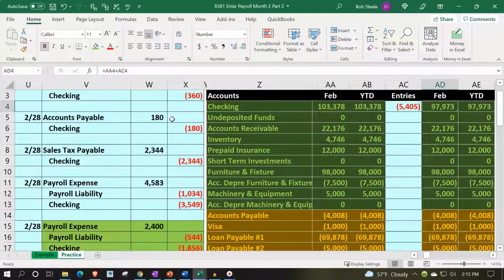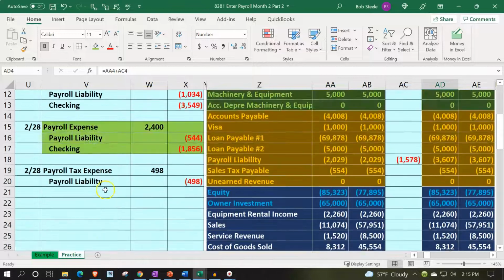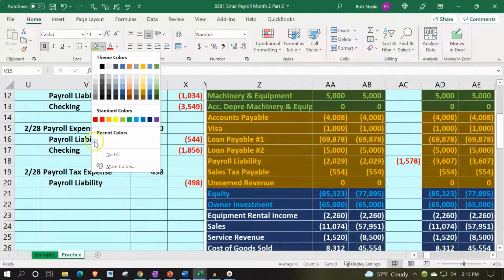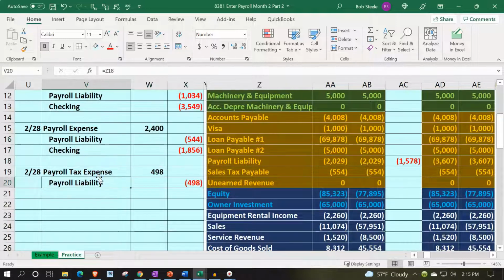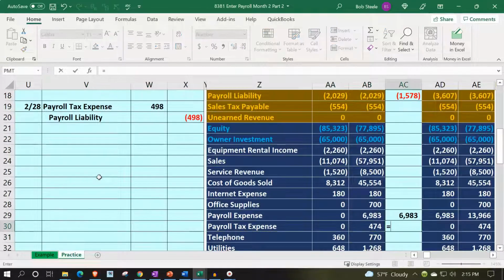So now we're at the 973 on both the February and year to date. We're back in balance on down below. Let's now do the last one. I'm going to ungreenify this or bluify it, whichever way you want to look at it. And then we're going to go down to the payroll expenses. Payroll expenses, posting it out. Payroll tax expense, I should say.